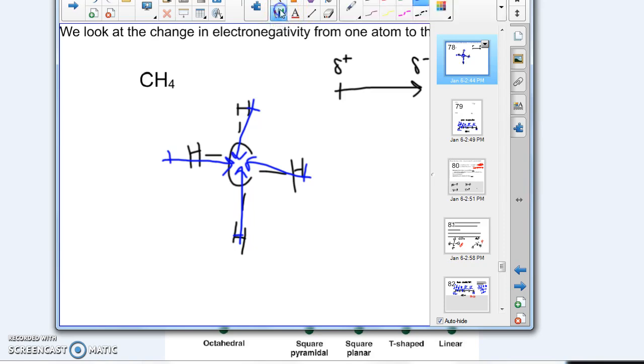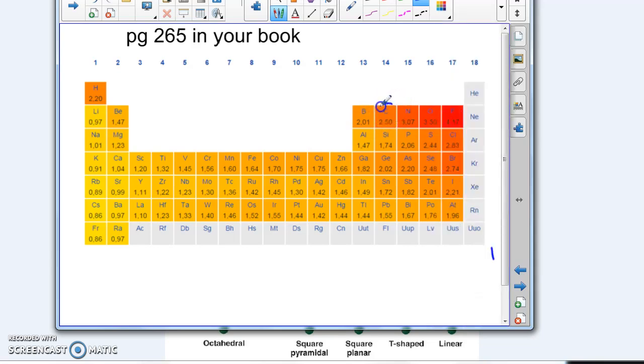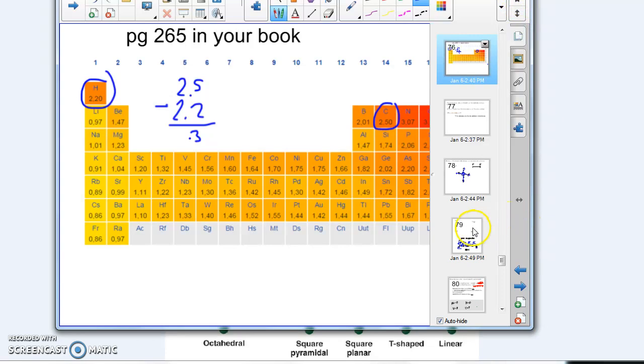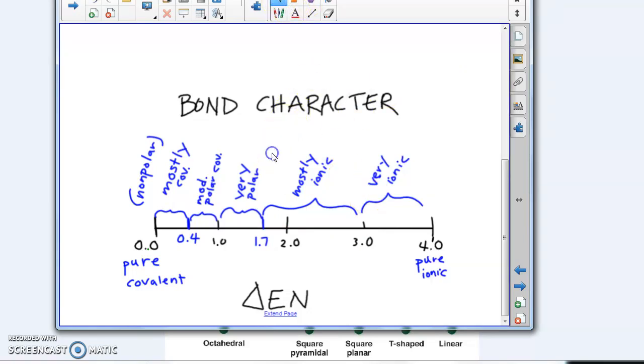If you remember from that other page, I'll show you again. Carbon had an electronegativity of 2.5. Hydrogen had an electronegativity of 2.2. So the difference would be 2.5 minus 2.2, which gives us 0.3. If we go back to that chart, we can see that 0.3 is nonpolar. So we know that the bonds within the molecule are nonpolar.